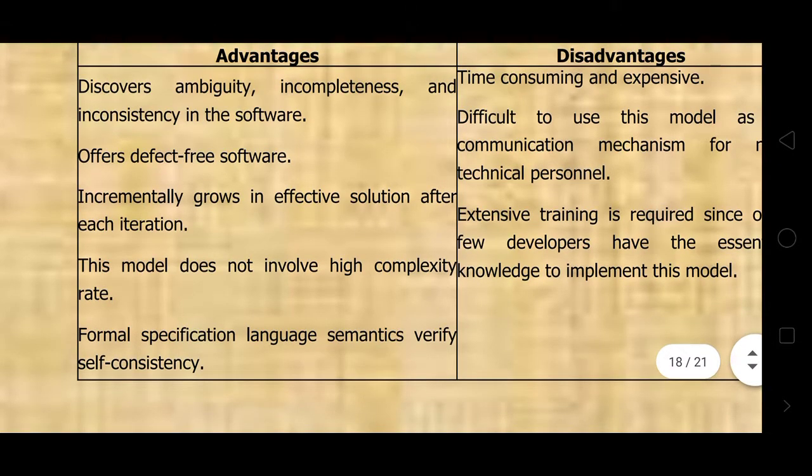Offers defect-free software. Incrementally grows in effective solution after each iteration. This model does not involve high complexity rate.